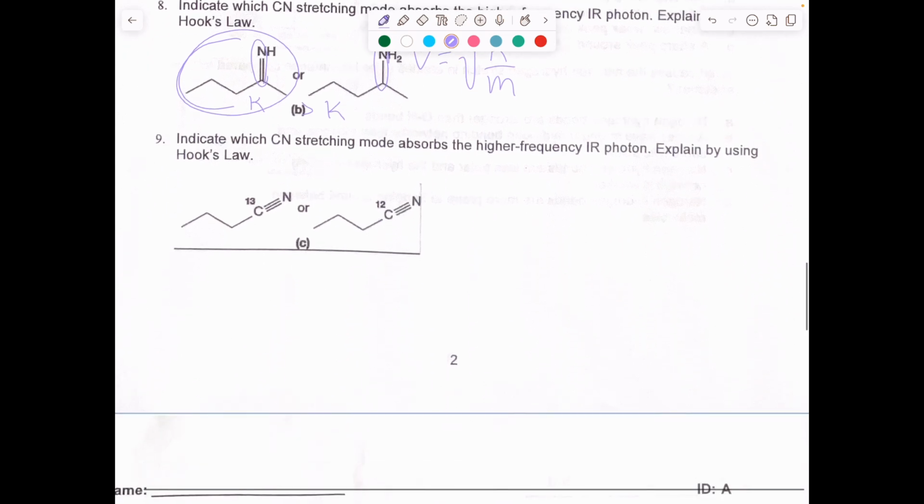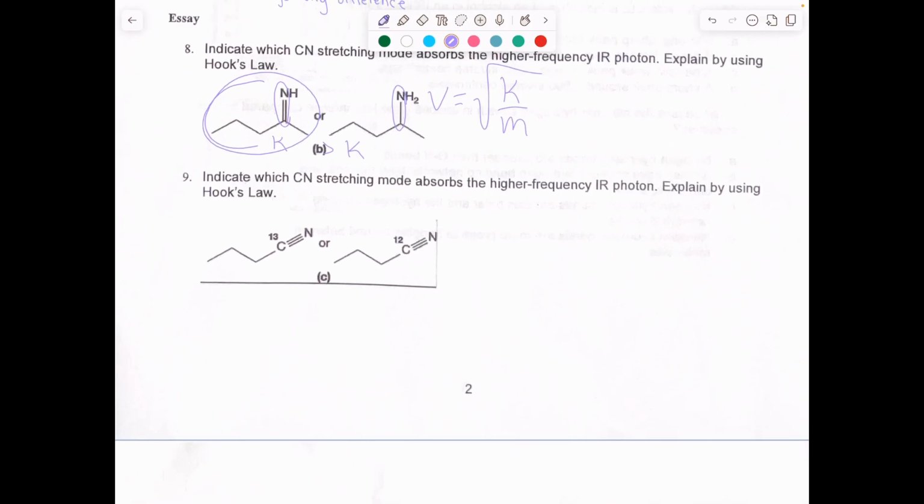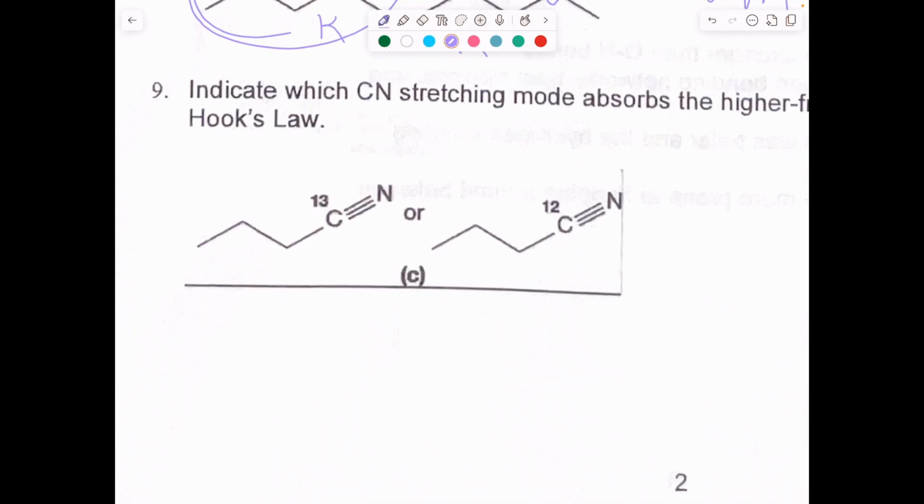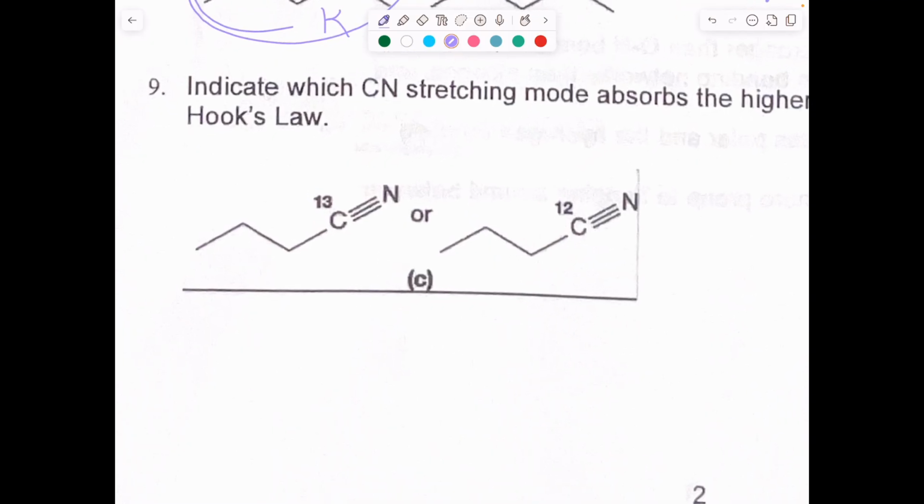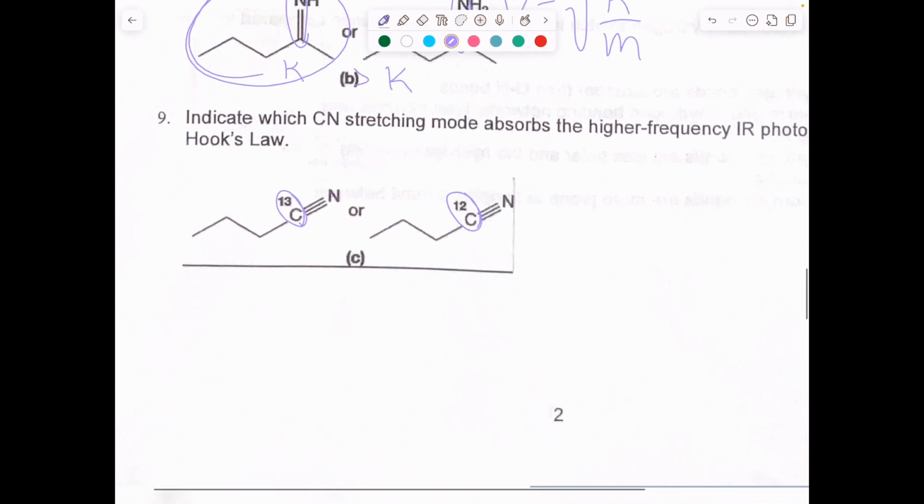So now for number 9, indicate which CN stretching mode absorbs the higher frequency IR photon, explained by using Hooke's law. So this is the same question from before, but now we have a different example. The only difference between these two molecules is that this one uses an isotope of carbon, so that's carbon 13, and this one uses our standard carbon 12. So now we'll be looking at the mass portion of Hooke's law. Before we were looking at K, and now we'll be focusing on this M.